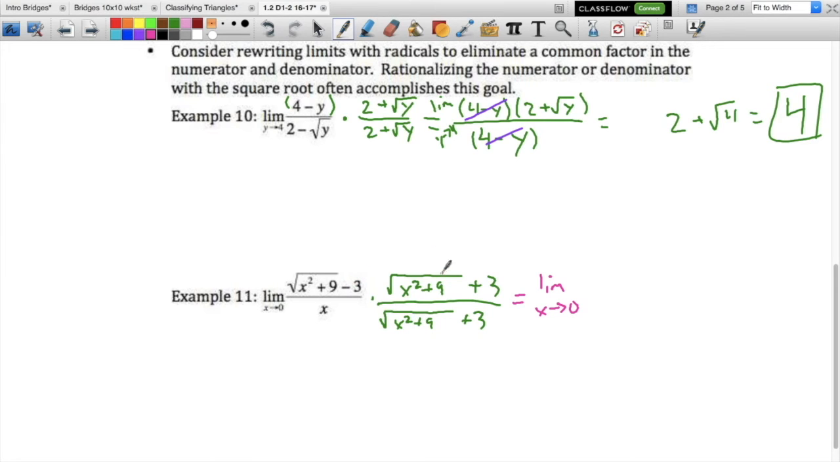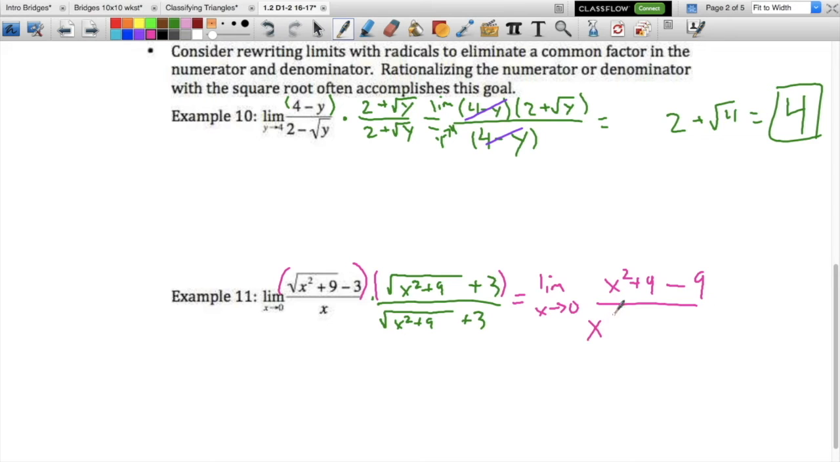Because when I FOIL this out, I'm multiplying this times this. Now I get square root x squared plus 9 times square root x squared plus 9, which is x squared plus 9. And then this one is a positive 3 square root and this one is a negative. Those will cancel. So x squared minus 9, and then negative 3 times 3 is minus 9. Again, don't multiply out the bottom.